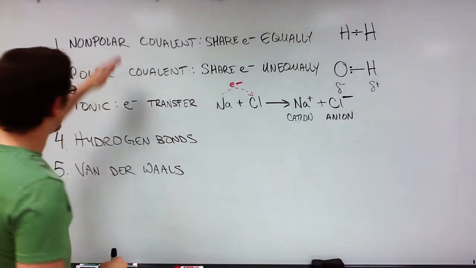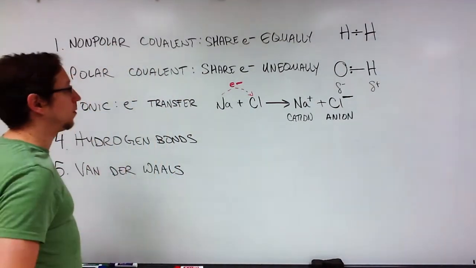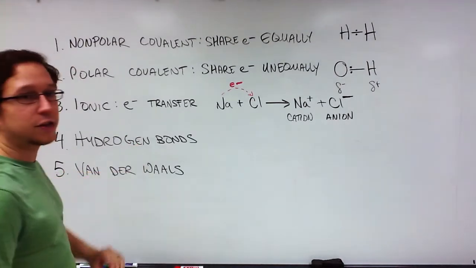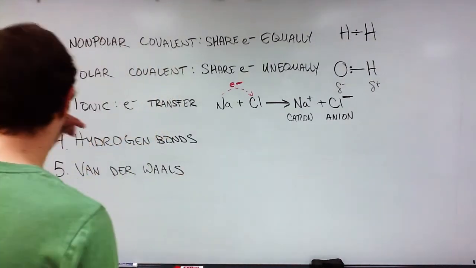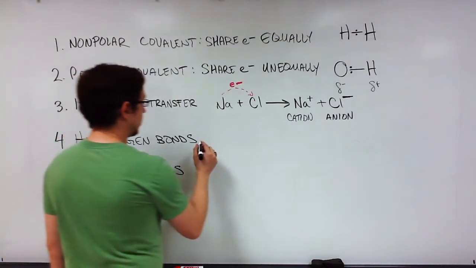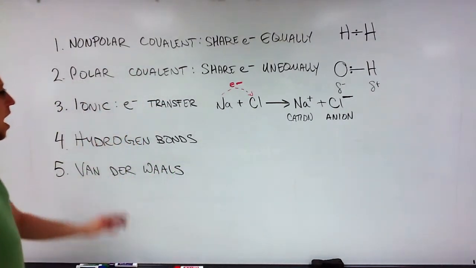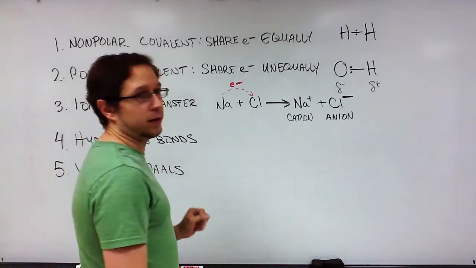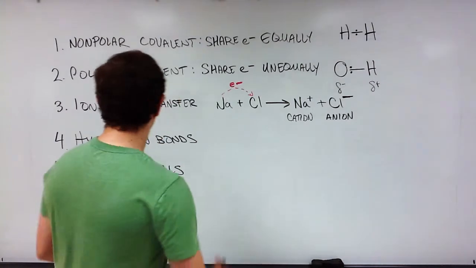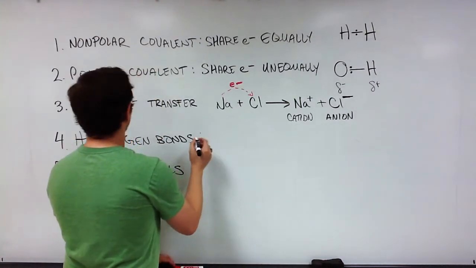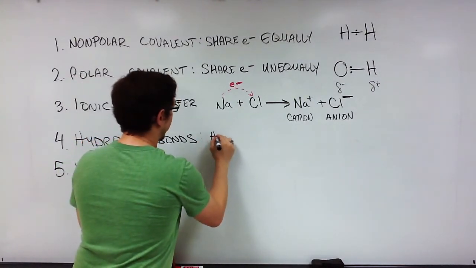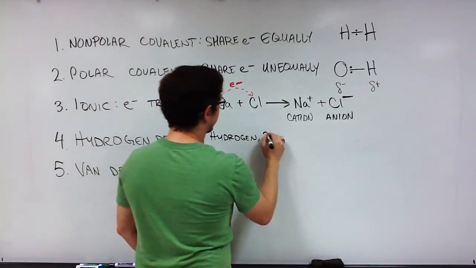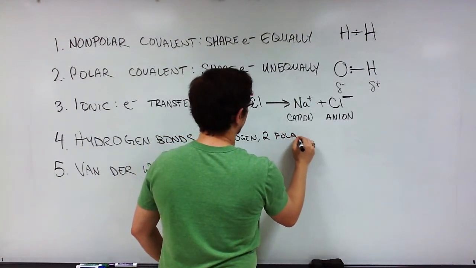So these three bonds involve the transfer of electrons. These two bonds here, or these two interactions, do not. The hydrogen bond arises when we have two polar molecules, and one of those polar molecules, at the very least, contains hydrogen. So to have a hydrogen bond, you need to have hydrogen, and you need to have two polar molecules.